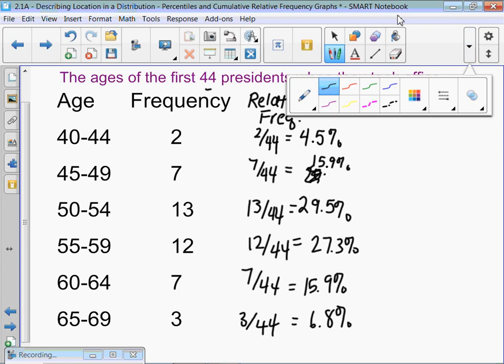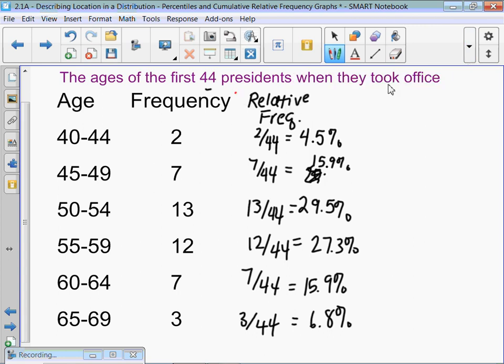Now we're going to start doing cumulative frequency. This first one is just counts. For cumulative frequency, we add up all the previous ones. For this first age group, we stick with 2 because there's nobody below it. For the next age group, we add, so there are 9 who are 49 and below, or below 50.